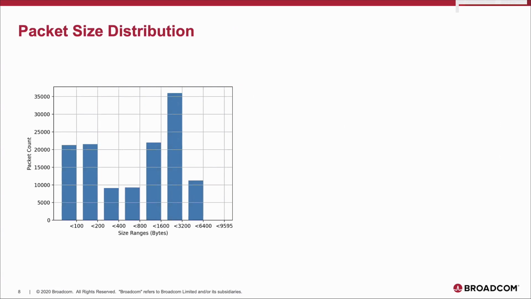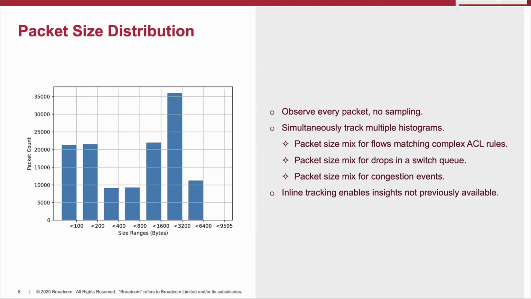Now, you are able to build this information precisely with visibility into every packet that is going through the switch. So we are doing this by observing every packet. There is no sampling going on. We can take the technique and apply it to different criteria. So we can track multiple histograms simultaneously. So it's not just packet size mix.